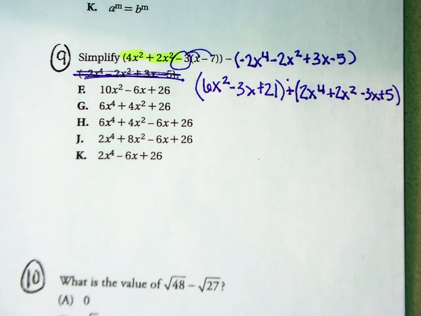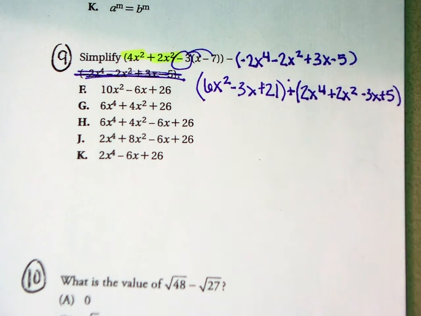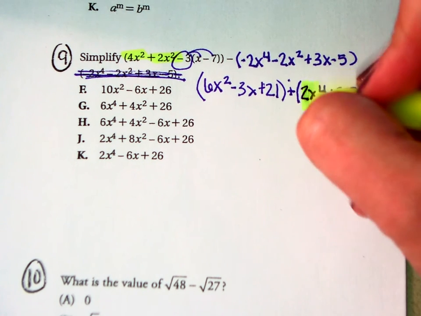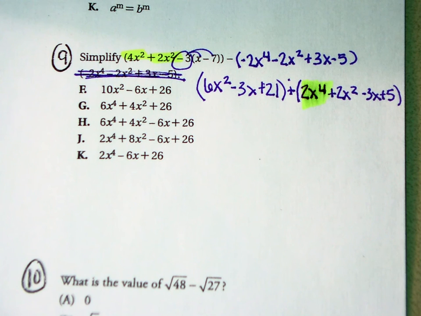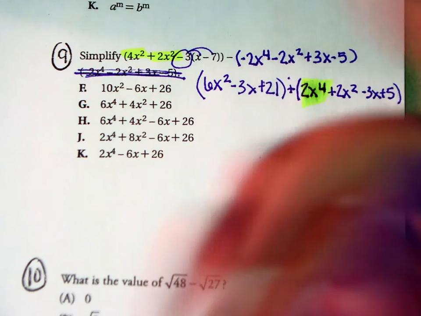Now we can start combining because we're adding. So I'm going to look for like terms. Usually when you are organizing polynomials, the highest power goes first. So I'm going to look here, I see an x to the 4th, so a positive 2x to the 4th. I'm going to work smarter, not harder, so 2x to the 4th has got to be first.